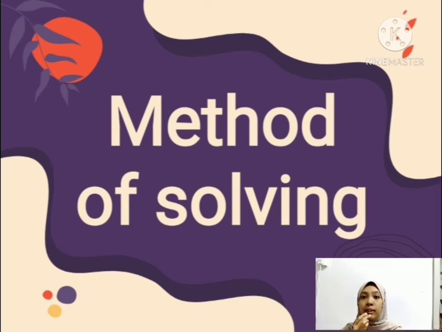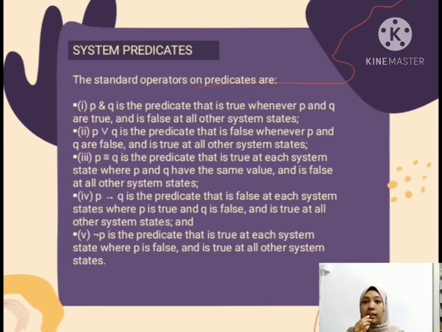I will continue this presentation by explaining the method of solving problems by using predicate logic. First, system predicates. There are some standard operators that can solve the problem. P and Q is the predicate that is true whenever P and Q are true and is false otherwise. P or Q is the predicate that is false whenever P and Q are false and is true otherwise.